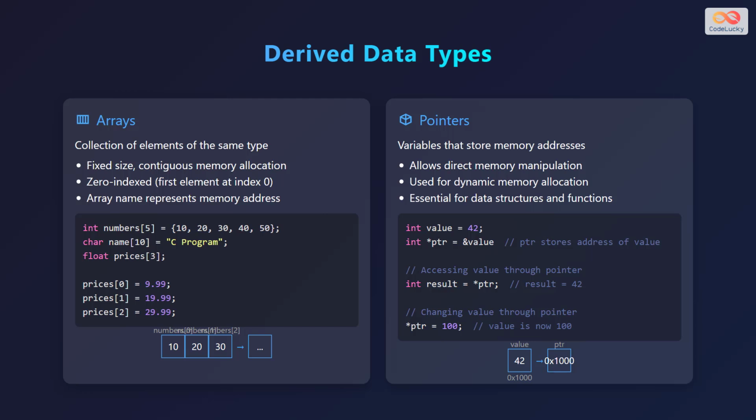Pointers are variables that store memory addresses. They allow direct memory manipulation and are used for dynamic memory allocation, which is essential for data structures and functions. For example, int value = 42; and int *ptr = &value; meaning ptr stores the address of value. To access the value through the pointer, we use int result = *ptr; which assigns 42 to result. To change the value through the pointer, we use *ptr = 100; which changes the value to 100.